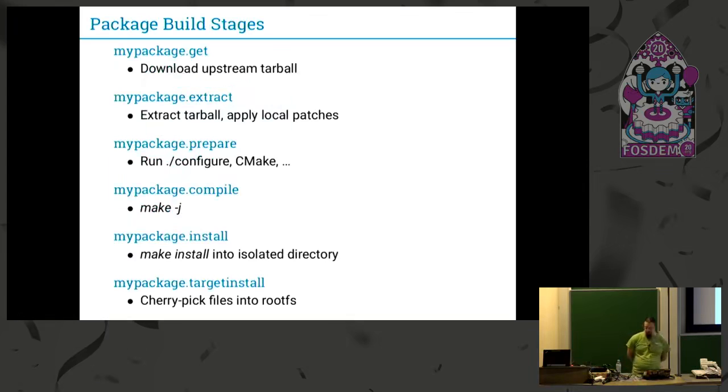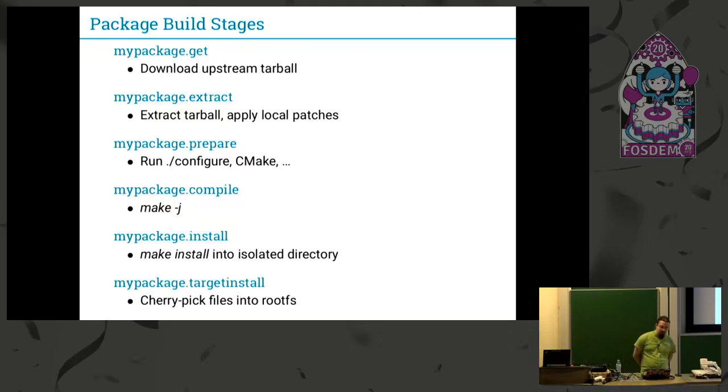Yeah, every package is built in stages. I guess you have this in other build systems too. It has a get stage, an extract stage, a prepare, a compile, an install, and a target install stage, and basically the get stage fetches everything from the web, and then the extract stage extracts the tarball which you just fetched and applies the local patches which you maybe have in your BSP or in upstream PTXdist.